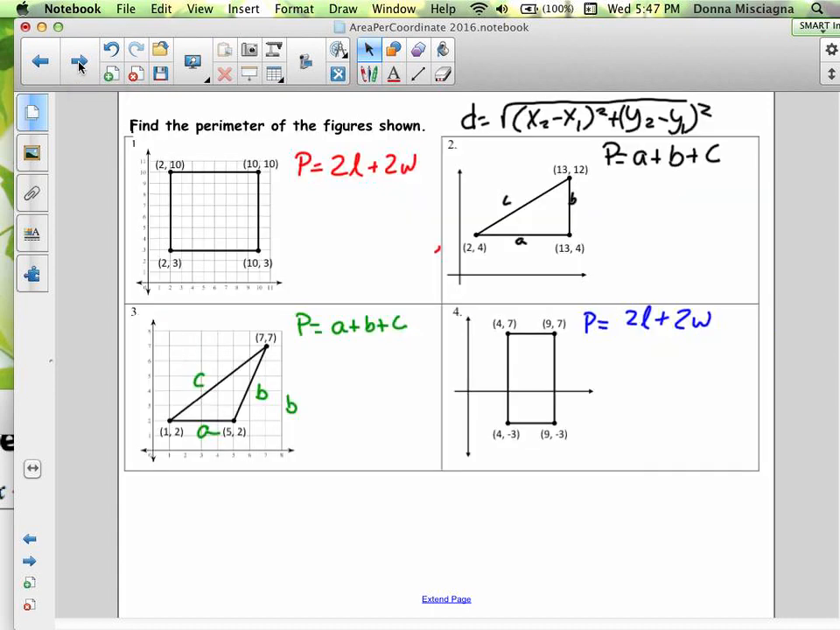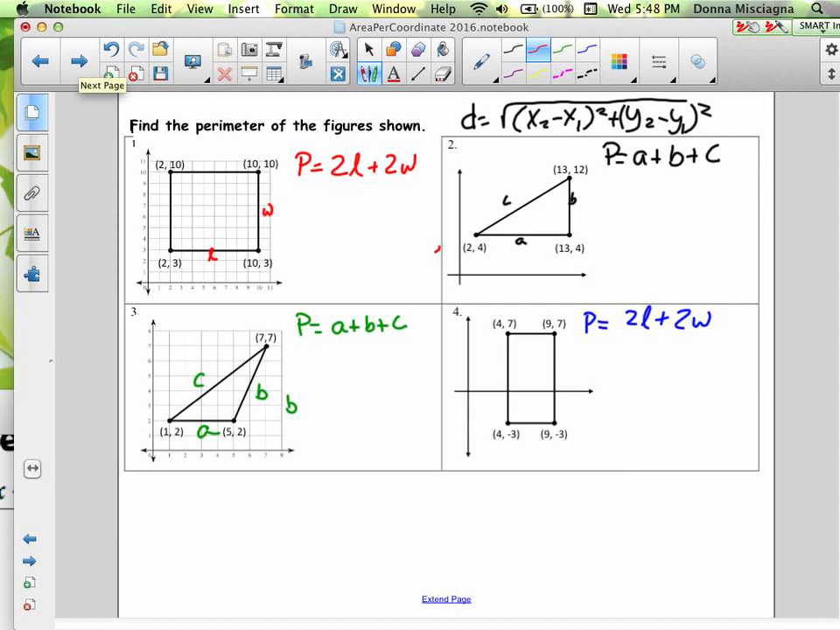All right, so we want to find the perimeter of these figures. I'm only going to use a distance formula if I have a diagonal line. Otherwise, we're going to use subtraction, and we'll just take the absolute value to make sure it's always positive. So this one here is my length and my width, or base and height.